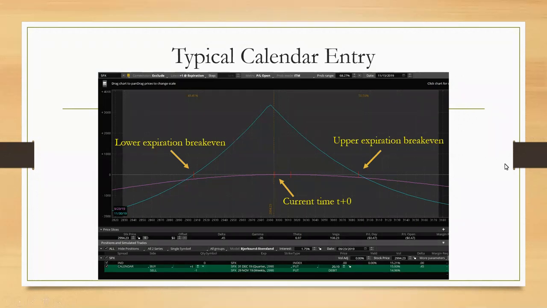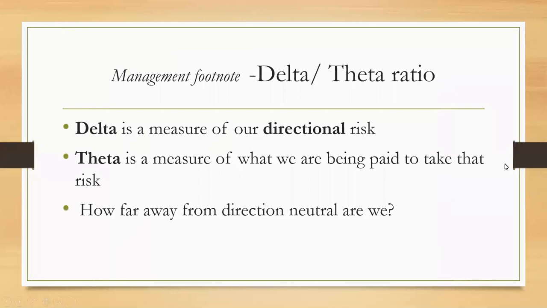So let me see. We looked at that. And then, okay, this is a discussion of delta theta ratio. Delta is a measure of our directional risk. Like we discussed already, it can be positive or negative, but it's going to bounce around. The market is going to move while you're in this trade for a month. Delta is a measure of how far we've gone off of center, and theta is a measure of what we're being paid to take this risk.